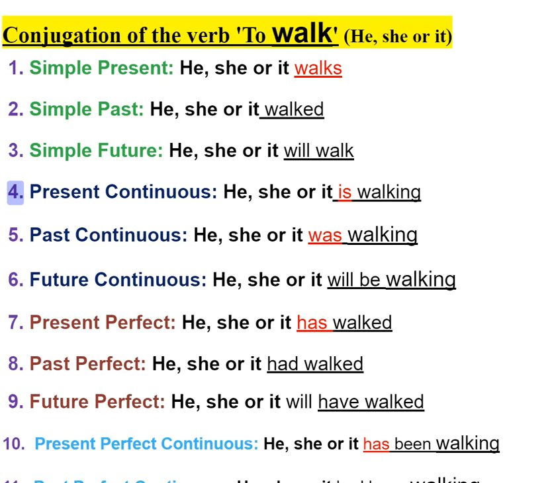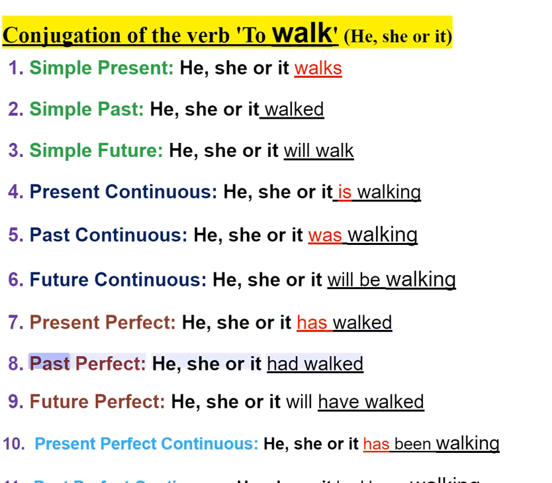4. Present continuous. He, she or it is walking. 5. Past continuous. He, she or it was walking. 6. Future continuous. He, she or it will be walking. 7. Present perfect. He, she or it has walked.